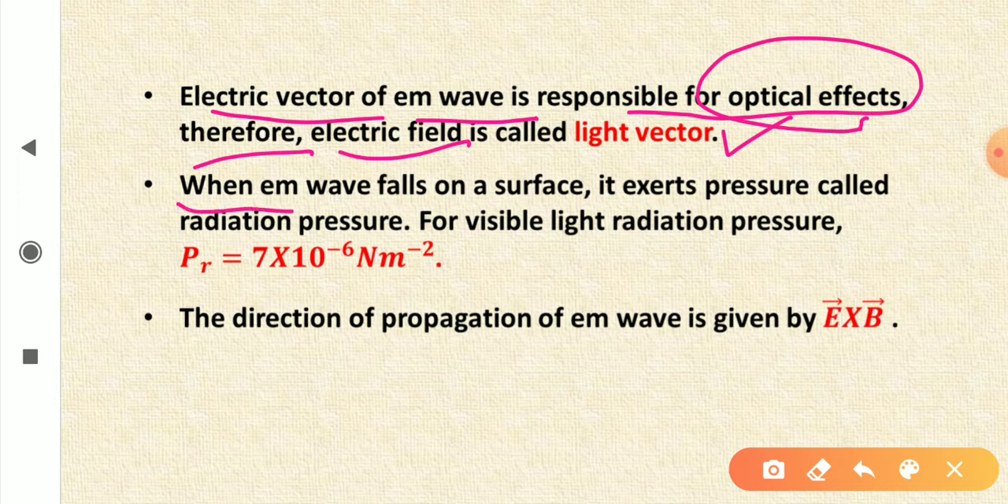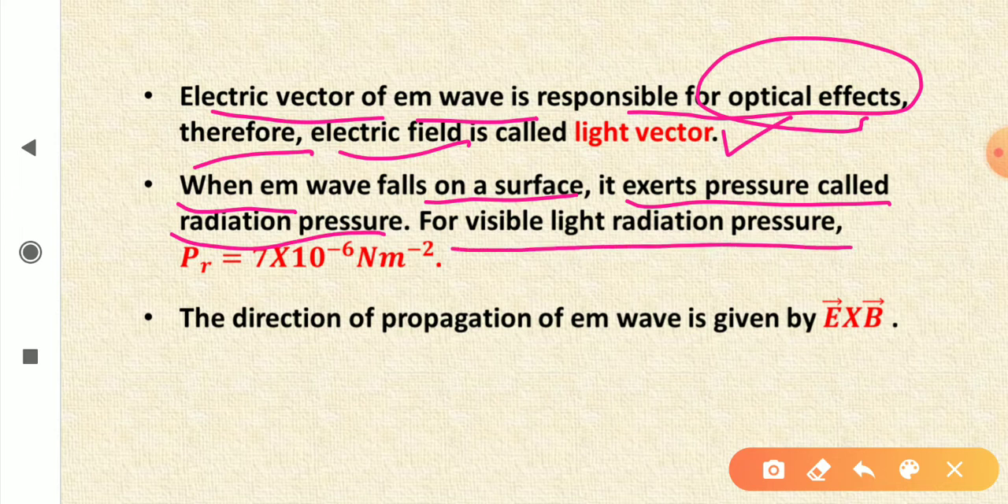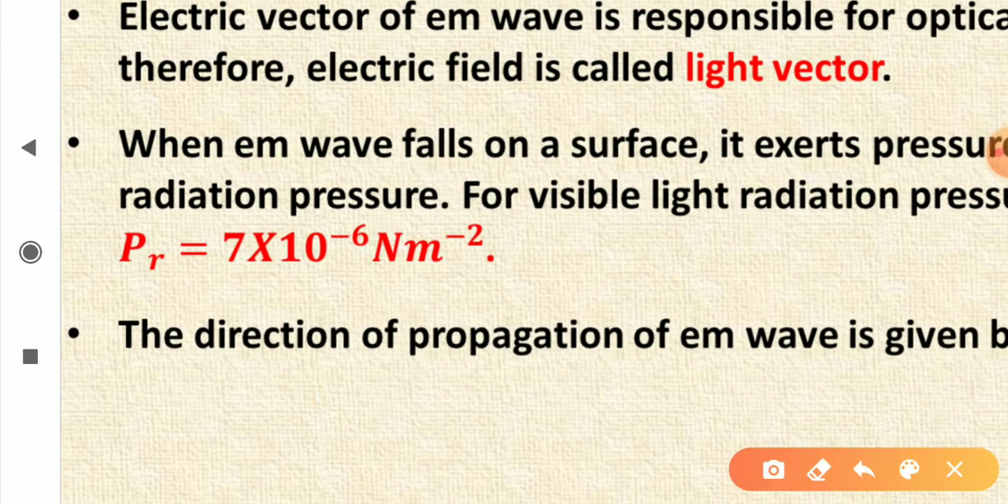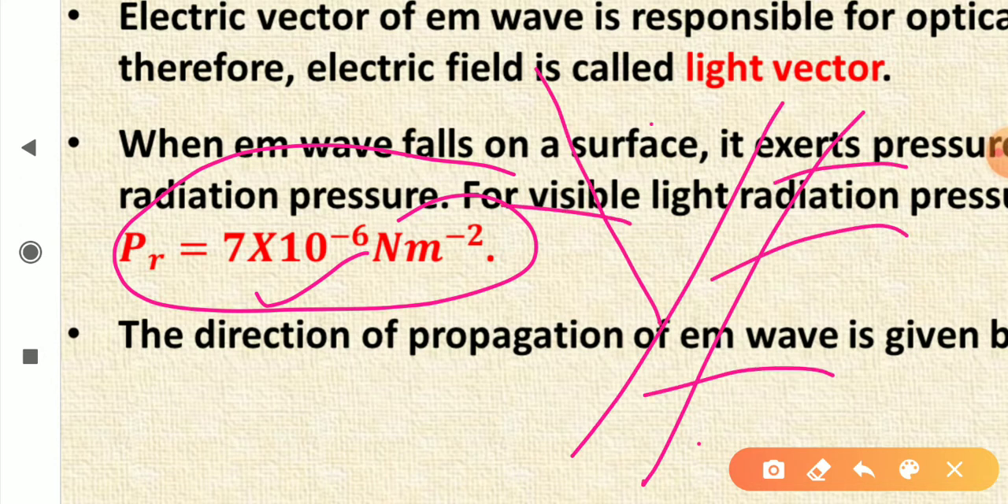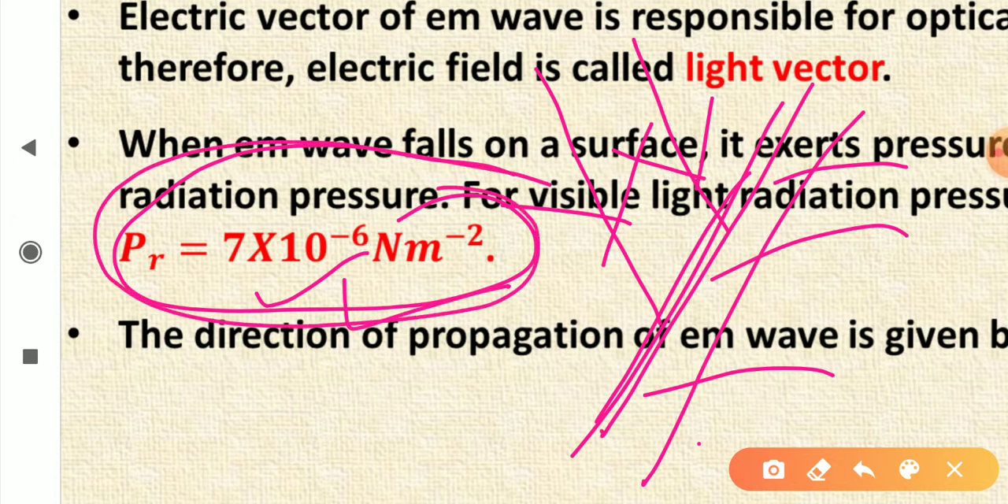Now, when EM wave falls on a surface, it exerts pressure, and this pressure is called radiation pressure. For visible light, the radiation pressure is 7 into 10 raised to the power minus 6 Newton per meter square. So if you have any surface and if the light falls on it, then this light exerts pressure on the surface, and that is called radiation pressure. For visible light, the typical value is this one.